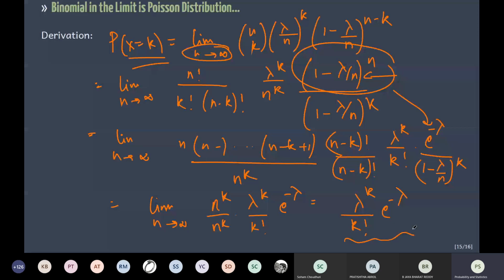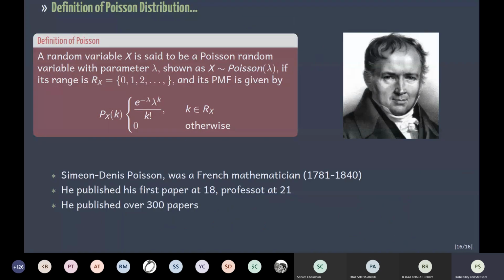So this becomes the so-called Poisson distribution. I have skipped some steps, but the most important thing was this: as n tends to infinity, you get e to the minus lambda, and other things are just simplifications. So this is the Poisson distribution that follows this PMF. And this is Poisson, a French mathematician, as usual. French mathematicians were very profound. This guy was really good. His first paper was at 18 years of age, and he became professor at 21. He published 300 odd papers.